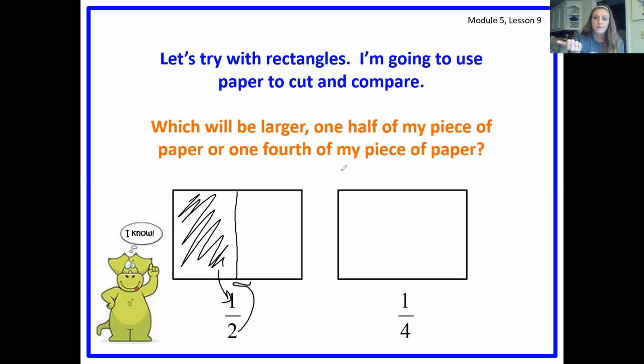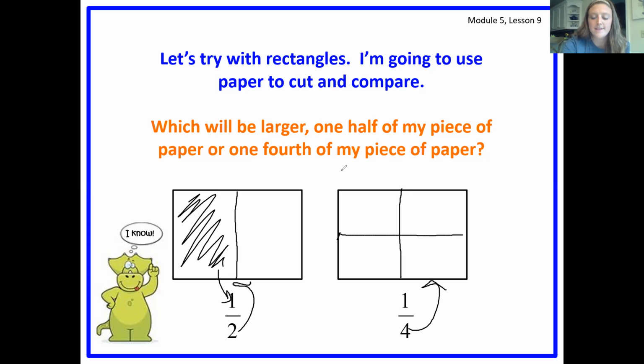Now I'm going to do the same thing, and cut my piece of paper into 4, because that's what the bottom number of my fraction tells me. The denominator tells me that. And I want it to be, oopsies, I'm going to try that again because that doesn't look very even. It's still not very even. I'm going to try it one more time. There we go. That's a little better.